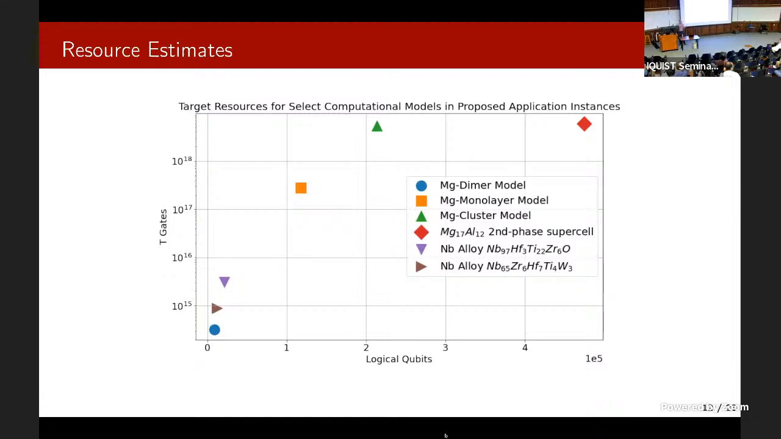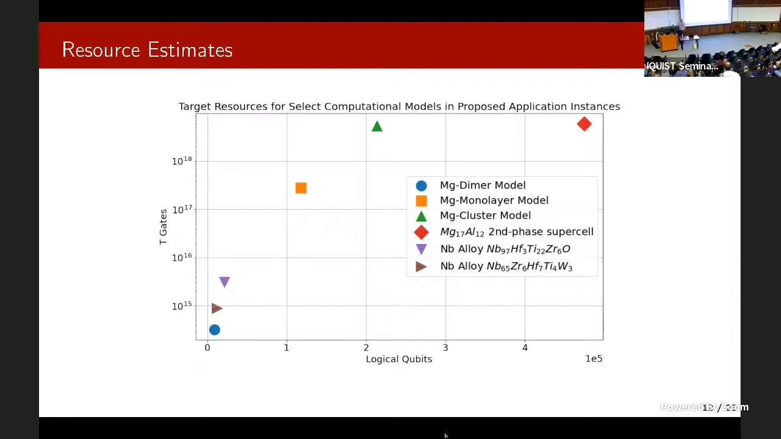So without further ado, I will get to the actual results. I realize I did go quite fast through algorithms and everything, but I think the more interesting part is, if you wanted to solve a big magnesium aluminum second phase supercell problem, which would be interesting for designing a new magnesium-rich sacrificial coating, how many gates would that require? How many logical gates? This isn't even physical. This isn't compiled down to a physical resource estimate. This is just logical. You'd need about 10 to the 18th T-gates.